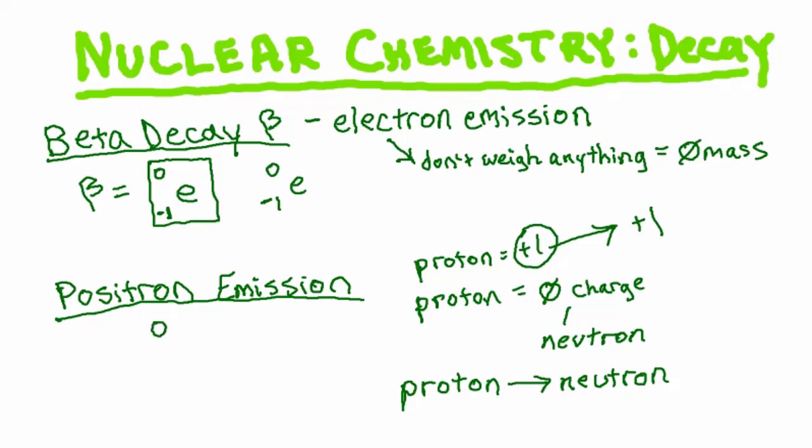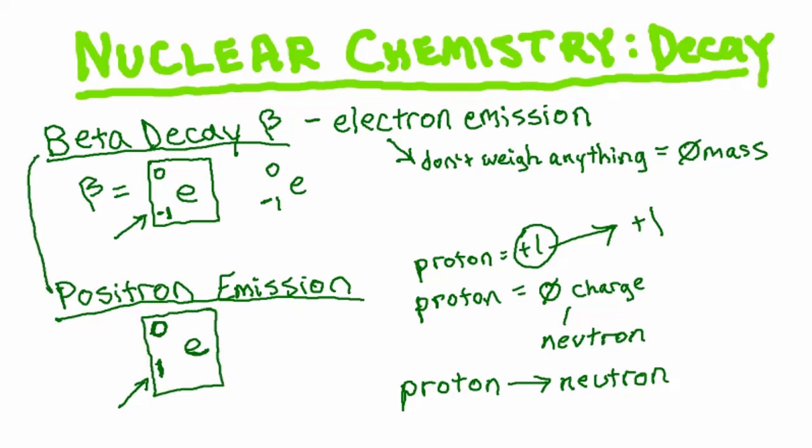You've got a 0 up here because the proton is just giving away a charge which has no weight to it. So we're not changing the weight. The weight, the atomic mass, stays 0. So we put the 0 up here, and we just put a positive 1 down here. Note the difference: in beta decay, we have a negative 1 down there. In positron emission, we have a positive 1 down here. And we still use the little e for an electron because we're still talking about charges.